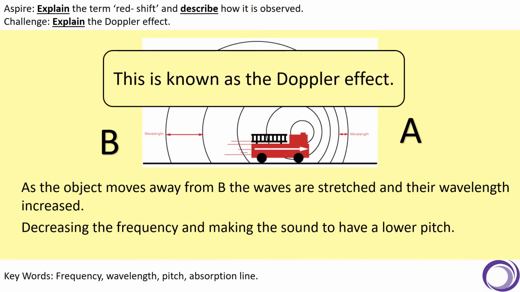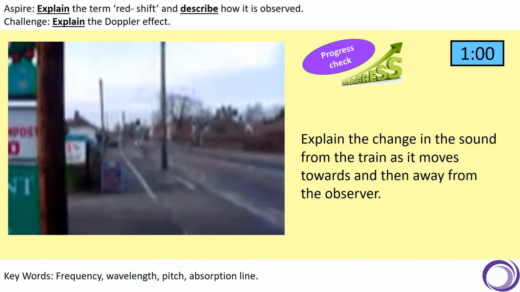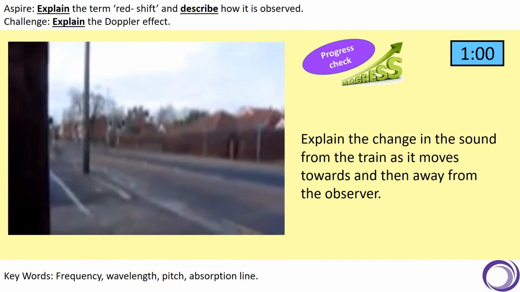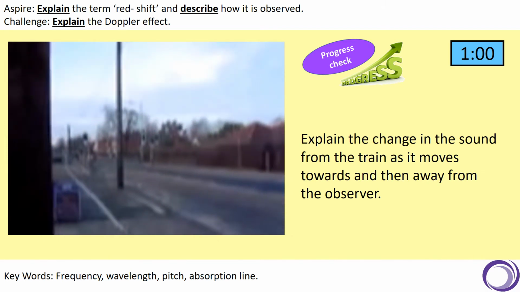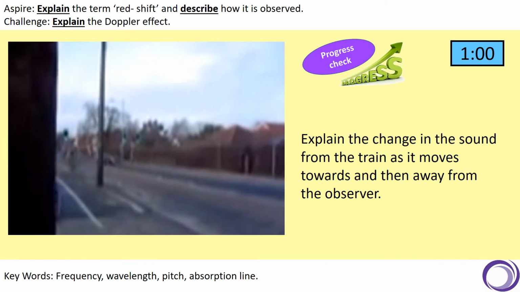So this effect of changing the wavelength of a wave because the object that's emitting the wave is moving, that's called the Doppler effect. It's more noticeable in sound, but it happens in all waves. To explain the change in the sound as the train moves towards and then away from the observer. I'm going to give you one minute.